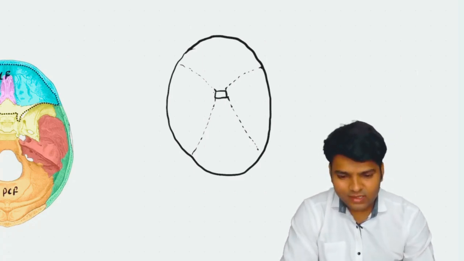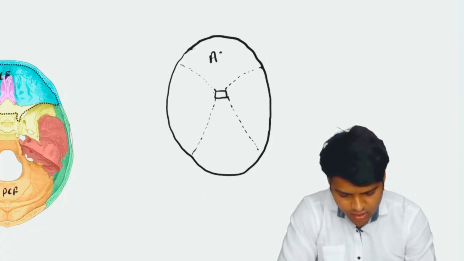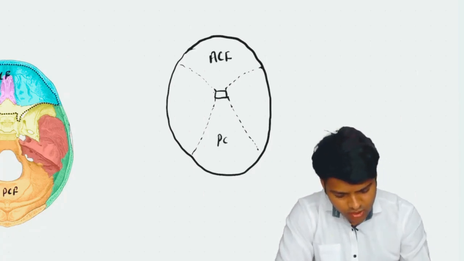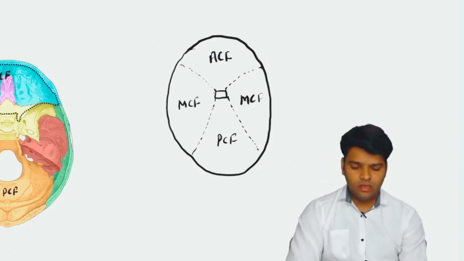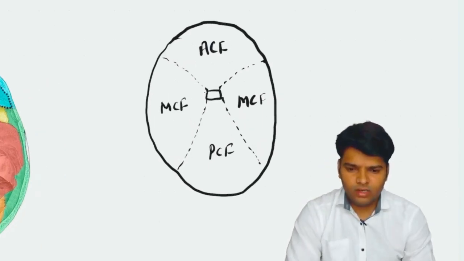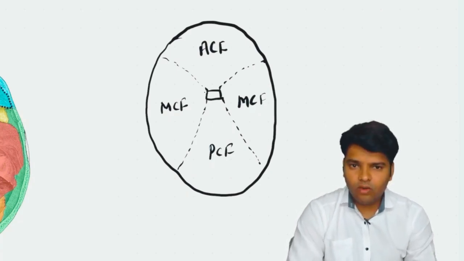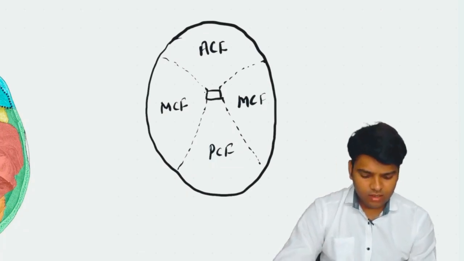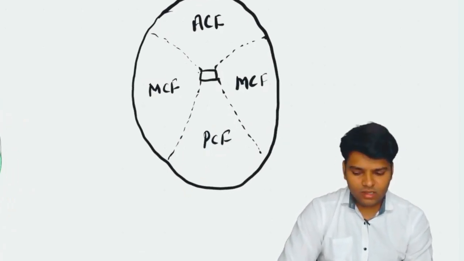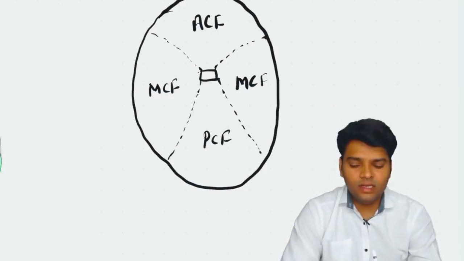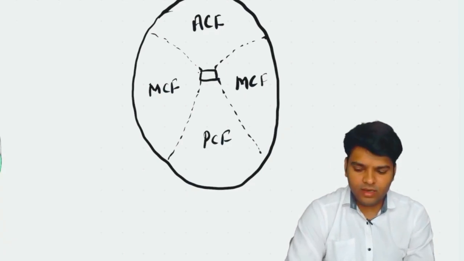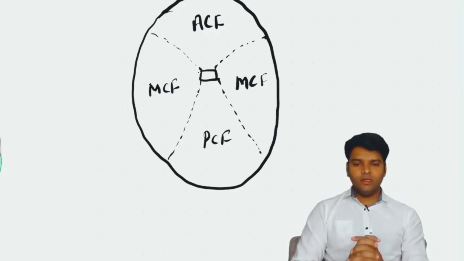So please try to understand, these are the fossae: the anterior cranial fossae, posterior cranial fossae, and middle cranial fossae. These are the fossae of the cranium. This is very basic to understand. First of all, you should know about the fossae, and after that we will go into the openings present in the fossae. Fossae have a lot of openings known as foramina, and many structures pass through these foramina.